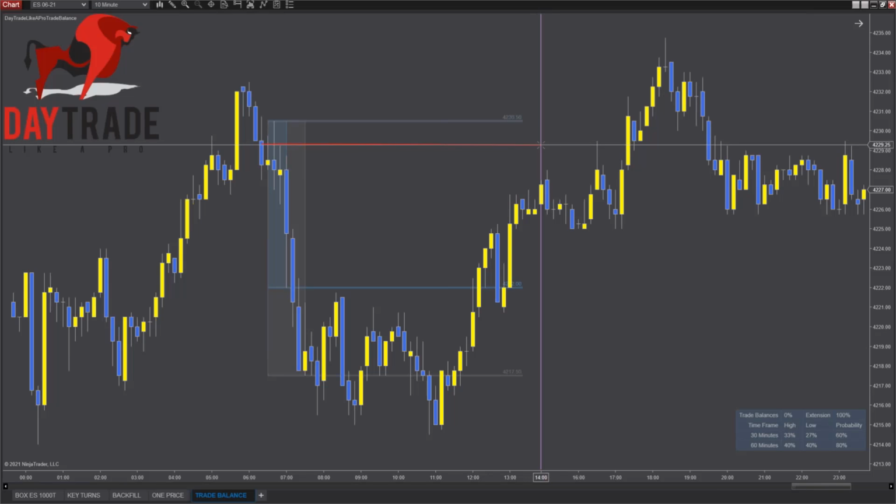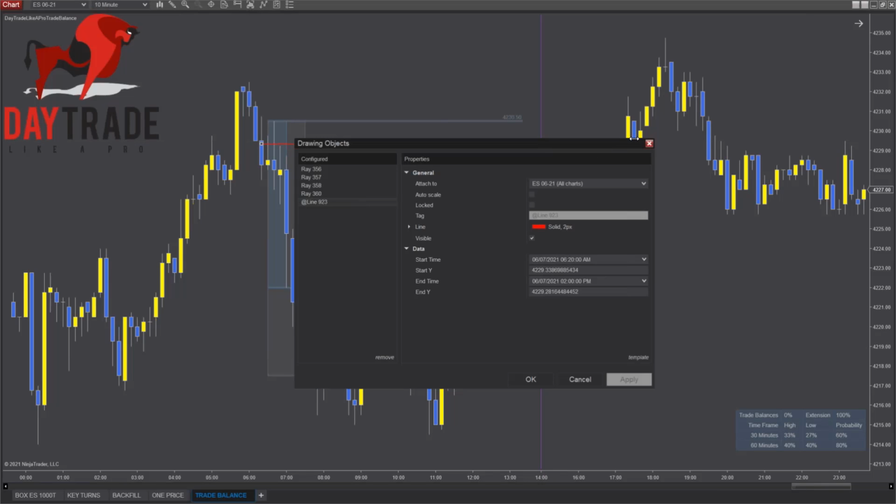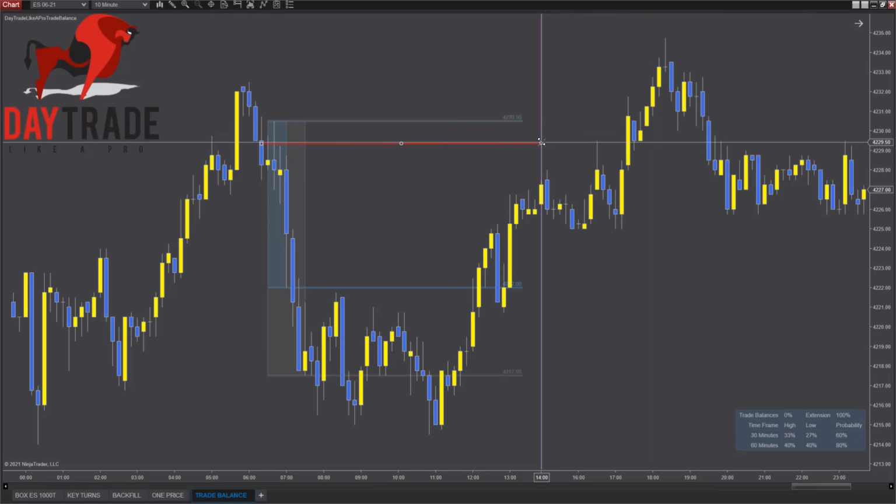So we talk a lot about, like we did in the webinar with NinjaTrader, how all of this is lagging. Even trade balance is lagging for sure, right? Backfill is reading price action, so it's lagging. But backfill can be a leading indicator, okay? And then key turns, I would say, is a leading indicator.